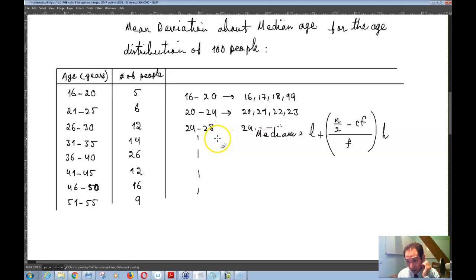But I'm not really sure about this, but logically I would say that these classes mean that, for example, this class over here contains all the ages 16, 17, 18, 19, and also 20. 20 must be also there.